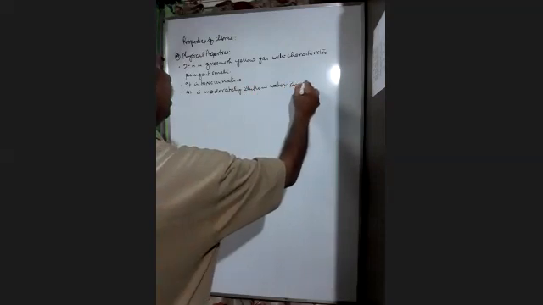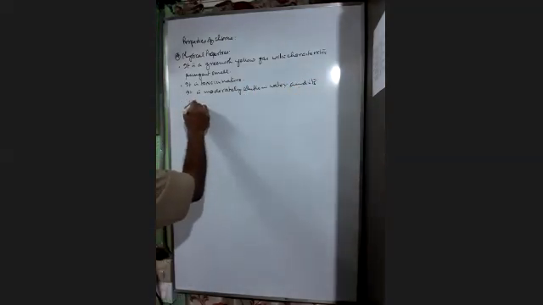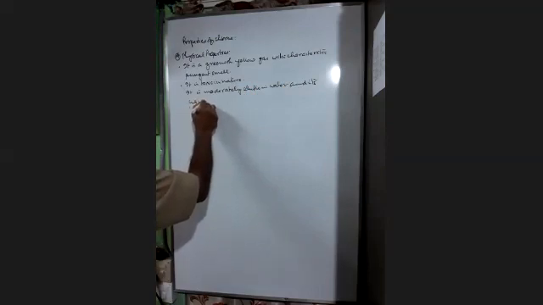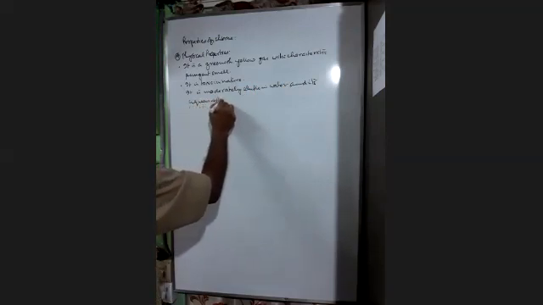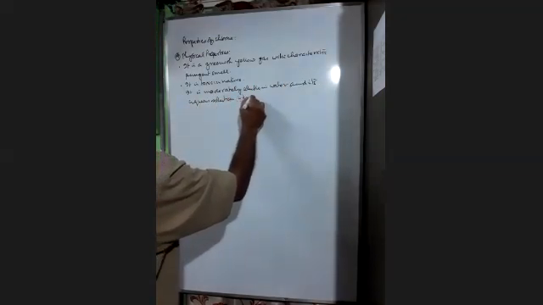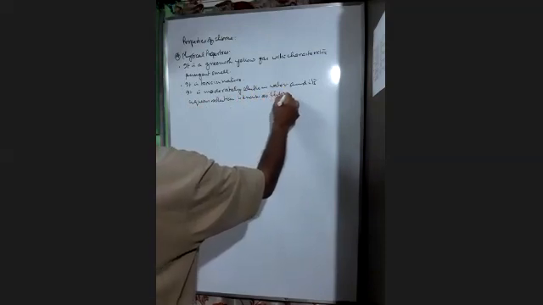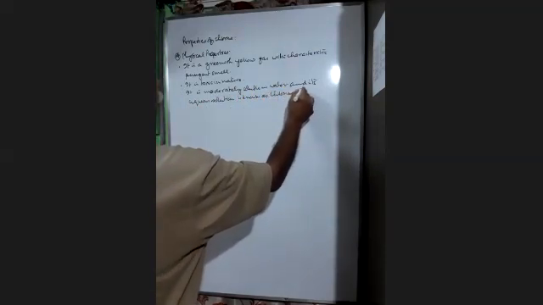And its aqueous solution is known as chlorine water. Mind it, chlorine water is being used for sterilization of water and also is used for bleaching purpose.